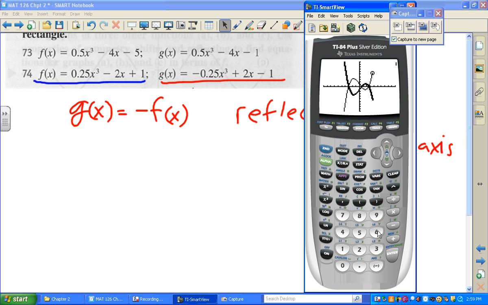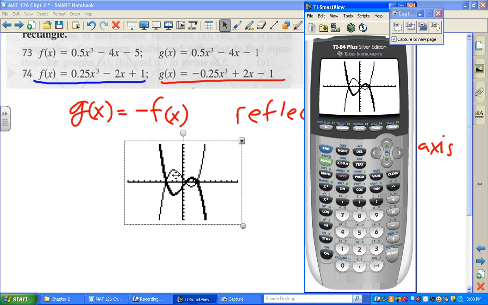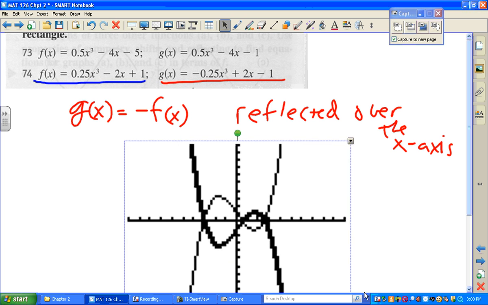You press on. It's a break. So you can see that it's really cool in parametric because you can have like 4 cars going different rates and different paths. And anyway, you get the idea. That is awesome. It is. I like it a lot. But it is reflected over the x-axis.